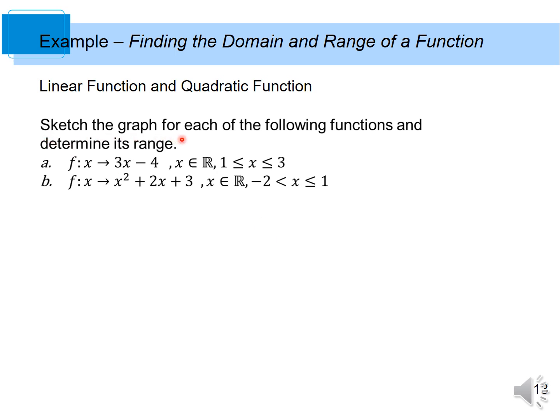Sketch the graph for each of the following functions and determine its range. So you have two functions here. The first function is a linear function and the second function is a quadratic function. Both are given a domain. For part A, x is from 1 to 3. But for part B, the domain is from -2, excluding -2, to 1.